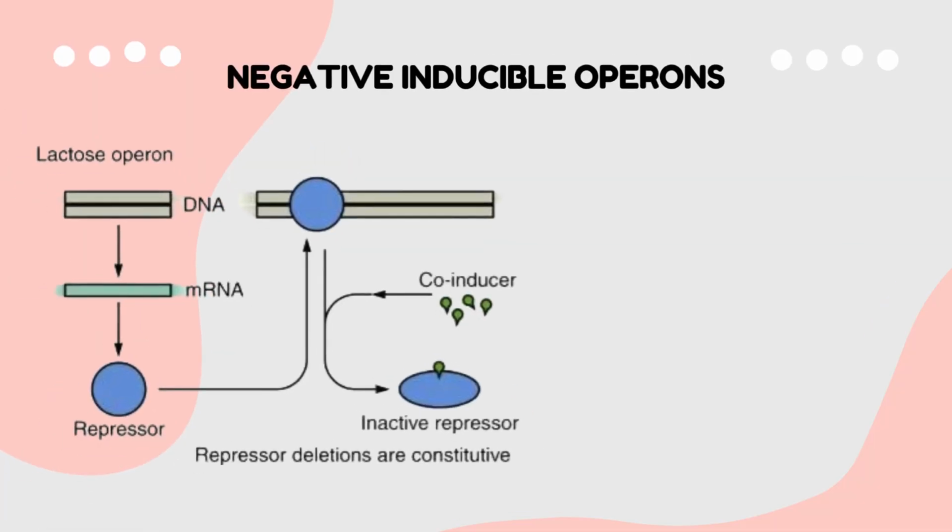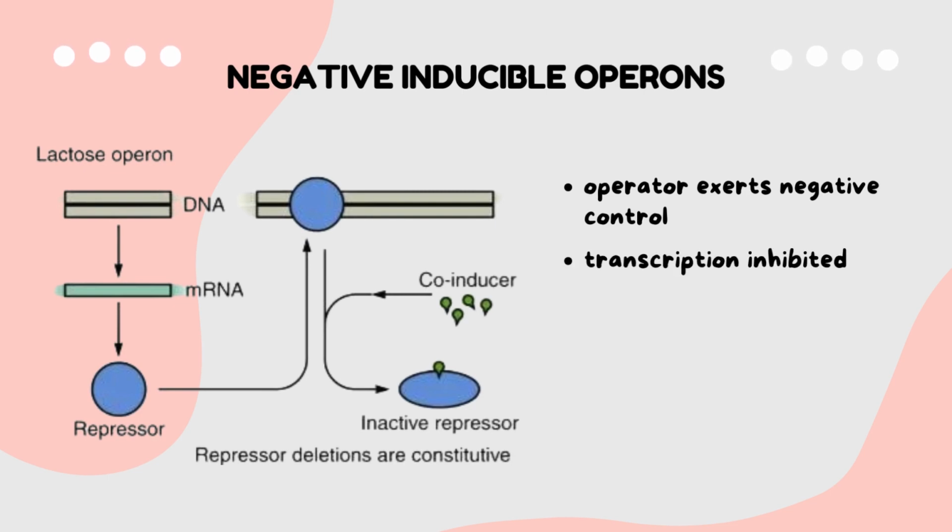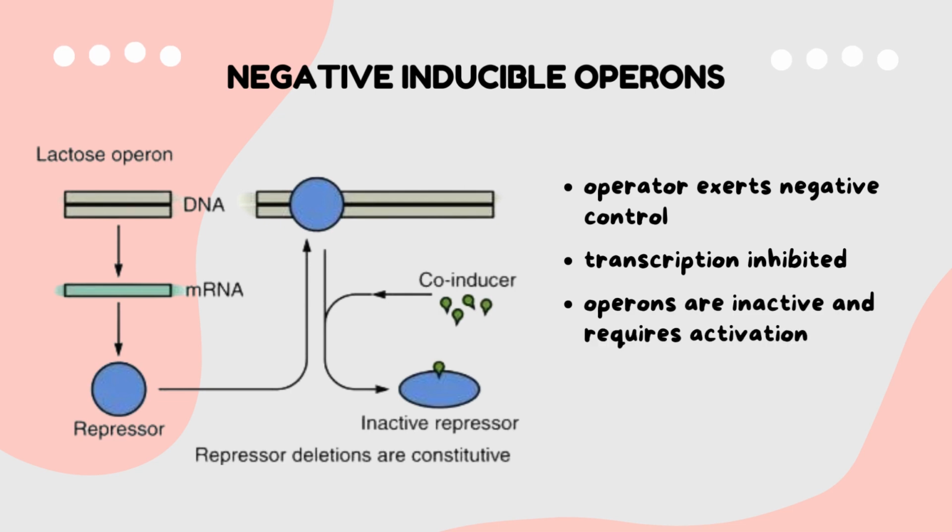Now let's discuss negative inducible operons. In these operons, the operator site exerts negative control. In this case, transcription is inhibited by the molecule that binds to the operator. These operons are typically inactive and require activation to initiate transcription. Additionally, inducers, which are small molecules, play a crucial role in activating transcription.